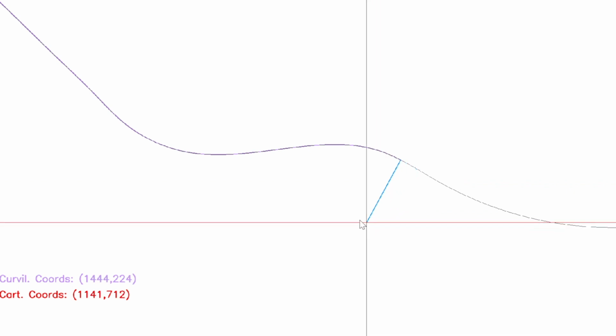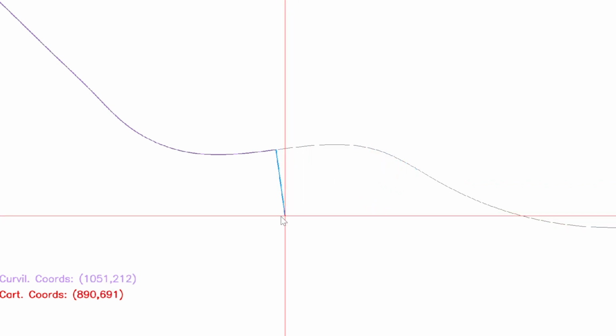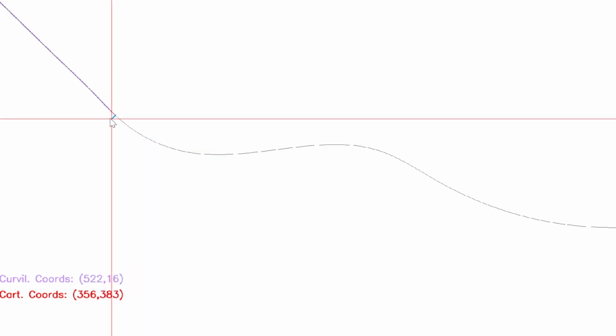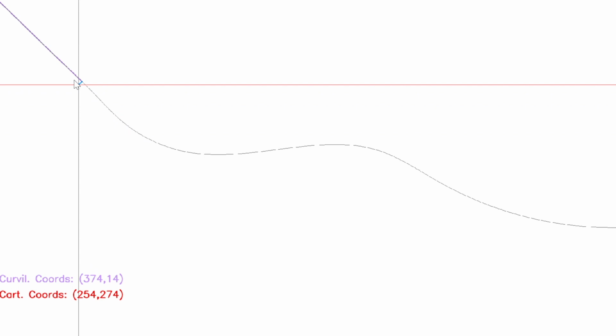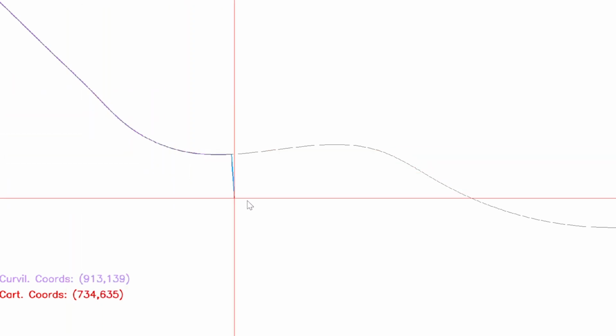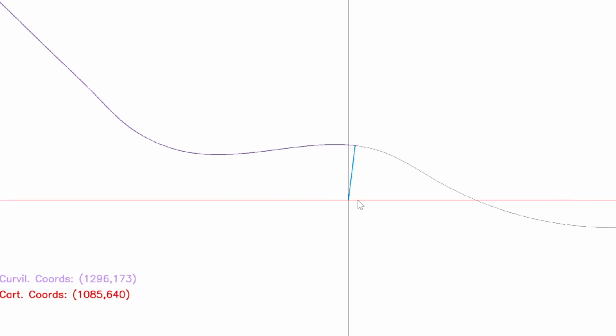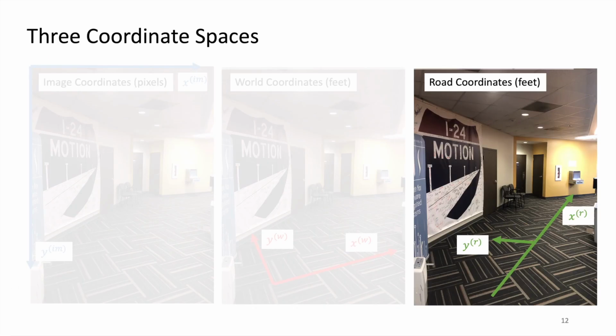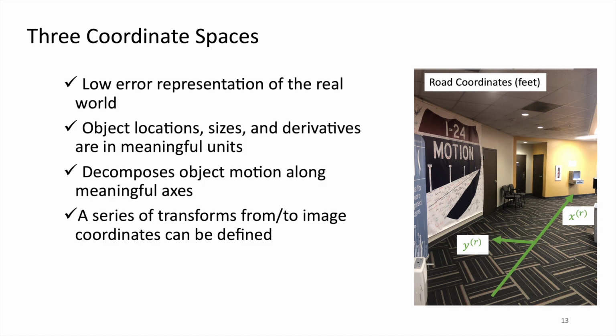So we want to define a separate coordinate system, which is represented by the purple line for the primary coordinate and the blue line for the secondary coordinate, where the primary coordinate is essentially the line integral along the curve to a point, and the secondary coordinate is the perpendicular distance from that curve. So this roughly breaks down into distance along the roadway and perpendicular distance or lane position. So this coordinate space gives us all of our needs.